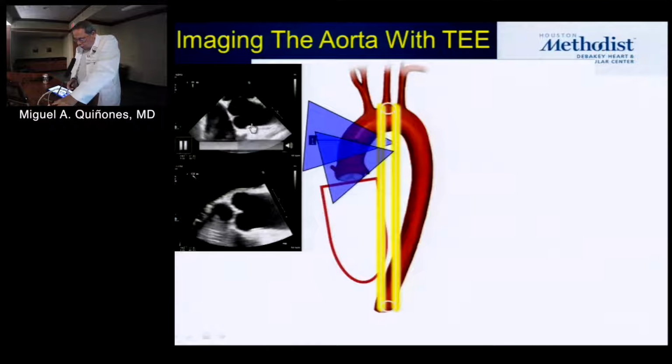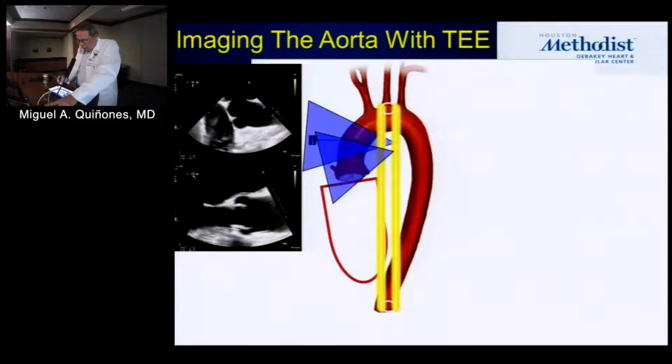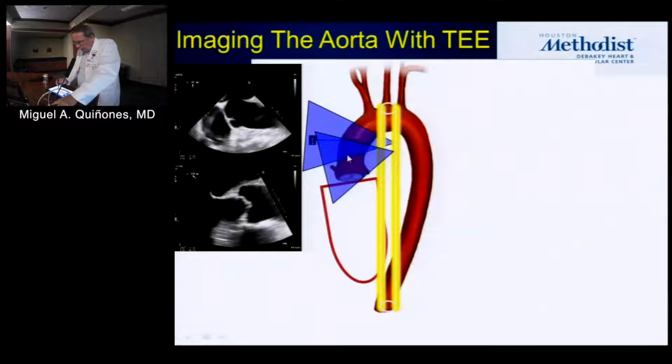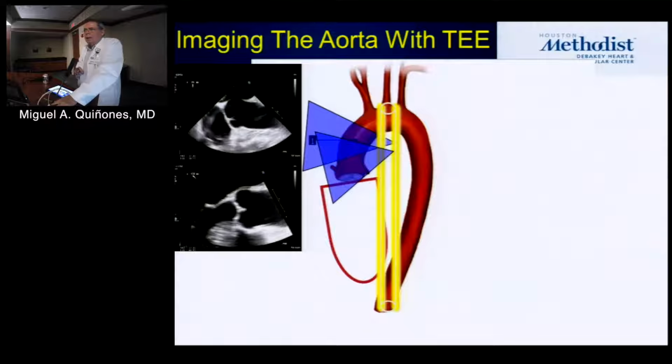And you can pull the probe up until you lose the images because of air in the trachea. That's the blind spot for TEE, somewhere in here, where you may not be able to reach it from any angle. It has been called the blind spot because if you have a very localized process there, like, for example, a tiny tear with a hematoma, you could miss it.